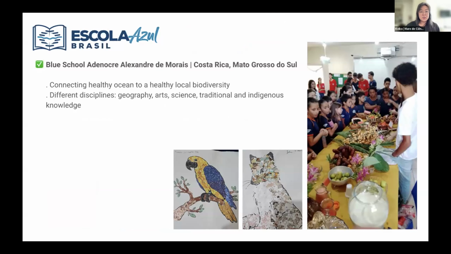This other school, AtlantECO Alexandre de Moraes, in Costa Rica, in the Midwest of Brazil, in the state of Mato Grosso do Sul, is talking about biodiversity, connecting a healthy ocean to healthy local biodiversity. In the science fair that happened last week, they showed the students all the biodiversity, the local fruits that they have over there, that many of them didn't even know existed, and tried to connect with geography, art, science, traditional indigenous knowledge, and the ocean to sustain this local biodiversity.